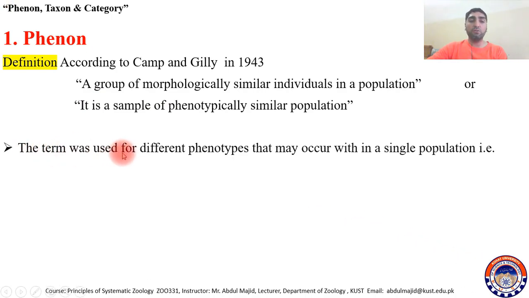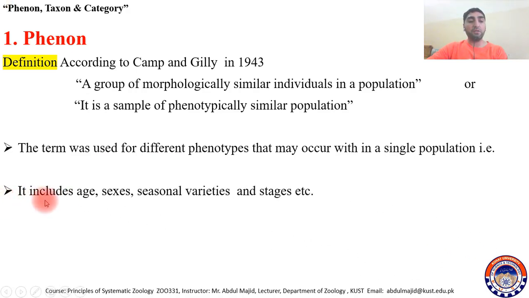The term was actually used for different phenotypes that may occur within a single population. For example, it includes age, sexes, seasonal varieties, and stages. For example, old people have similar physical appearance, so there is one phenon. Teenagers have similar appearance, so there is another phenon. And then the children, the infants, have again a similar physical appearance, so that is another phenon.